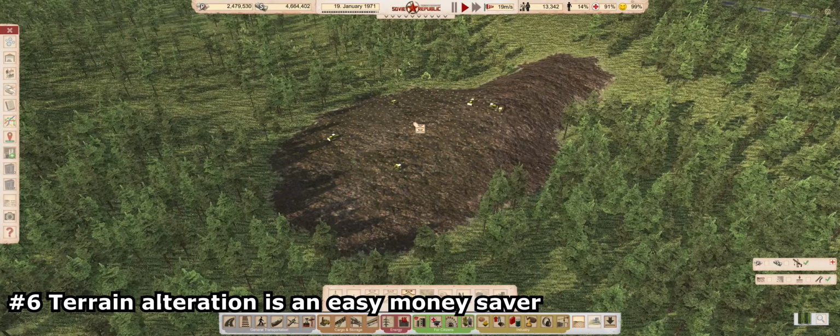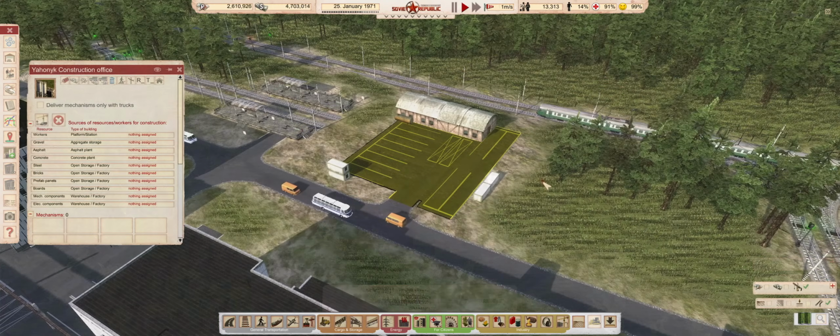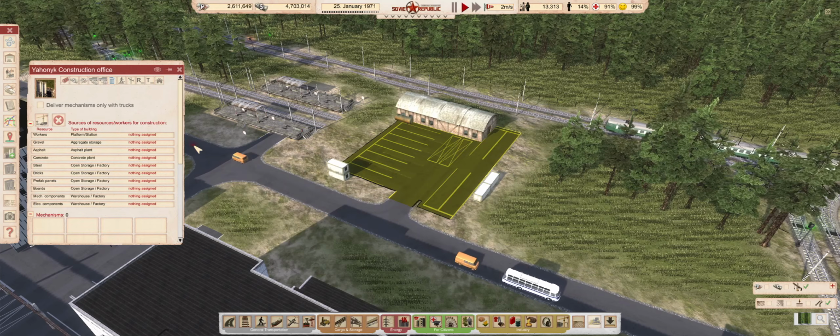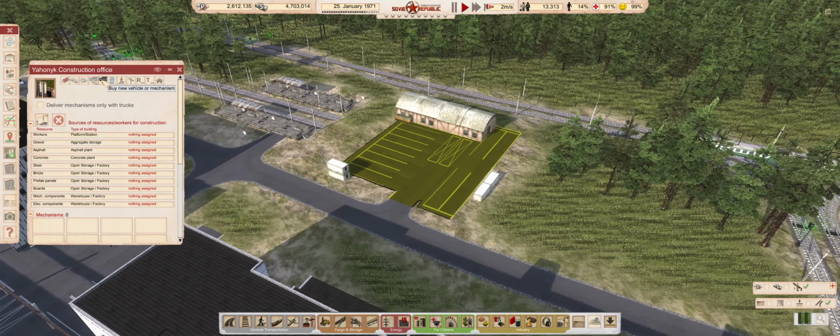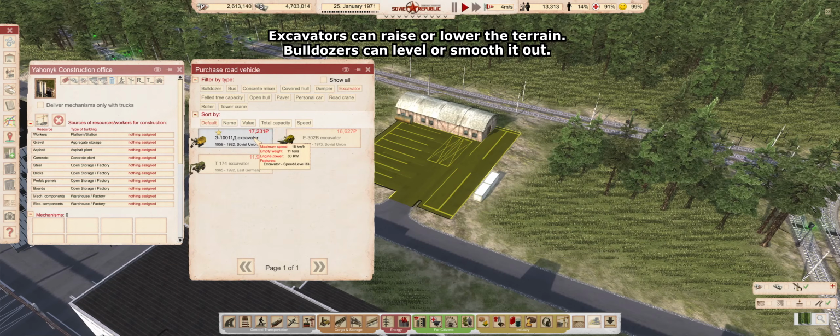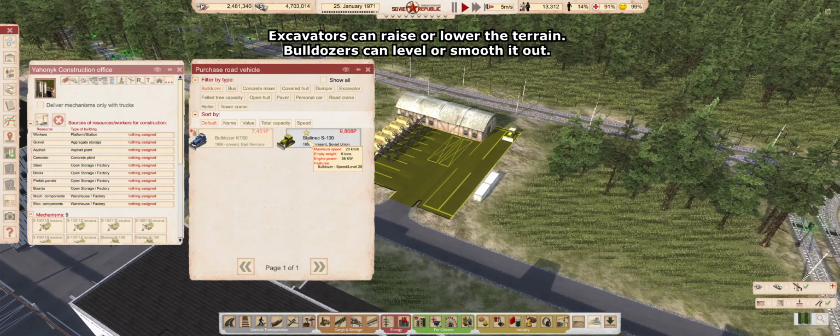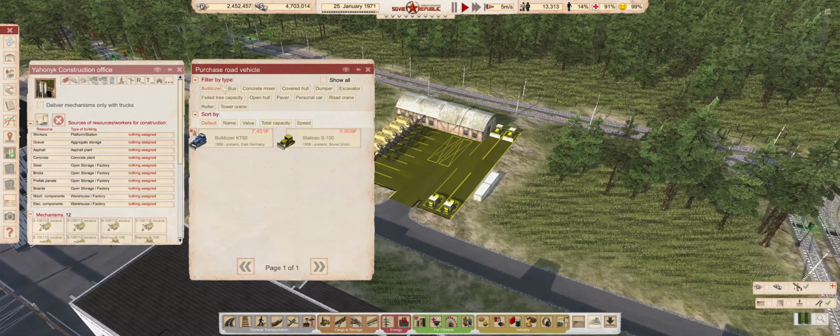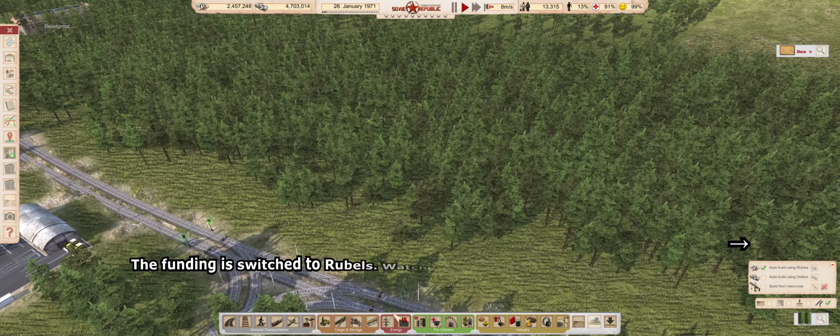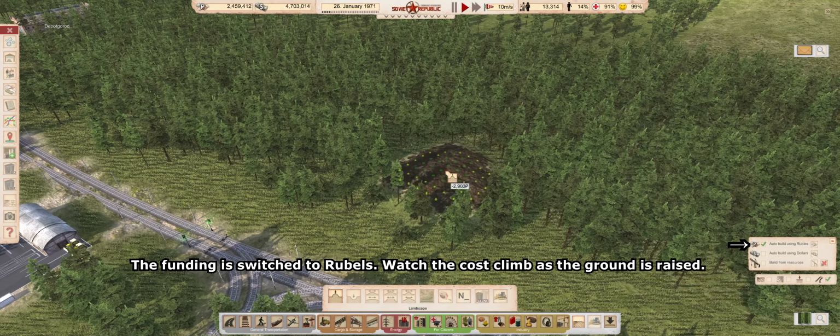Number 6. Terrain alteration is an easy money saver. When you start out, it can be a good idea to have a dedicated construction office for terrain alterations. All you need are excavators for raising and lowering the ground, and bulldozers are used to level and smooth terrain features. Keep in mind that these machines still use fuel, so either keep the office supplied with fuel and electricity for uninterrupted operation, or have a fuel station nearby.